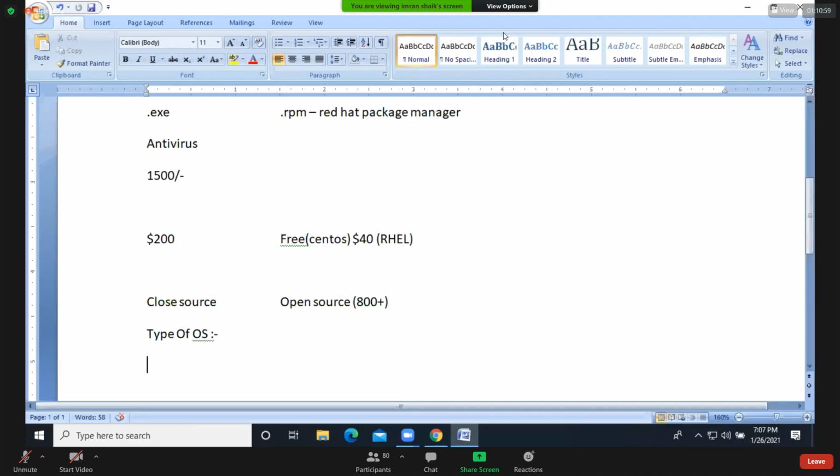But if you want, you can use Ubuntu also. There are no issues. We have a few commands that differ. That's it. Apart from that, there is no difference. Maximum you can execute all the commands in Ubuntu also.